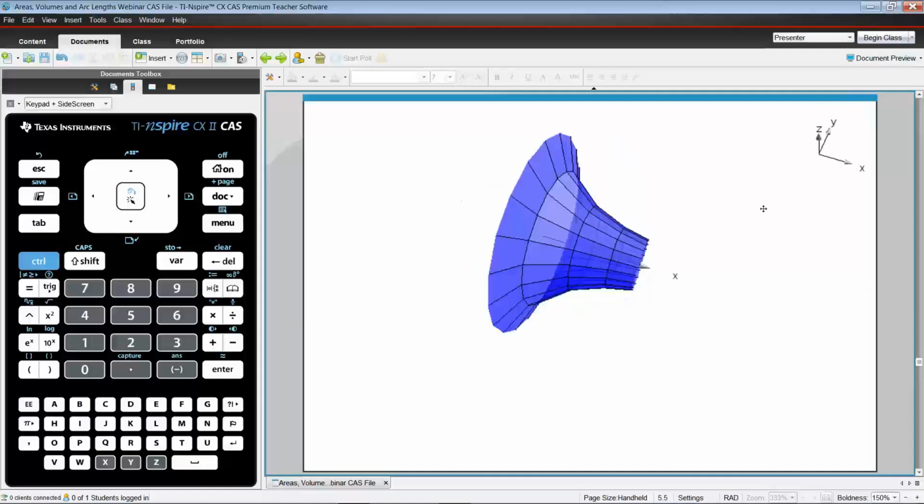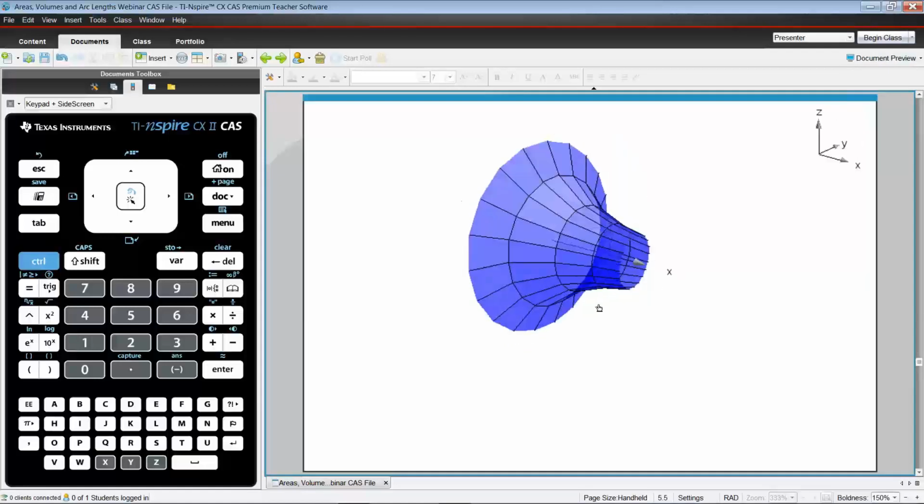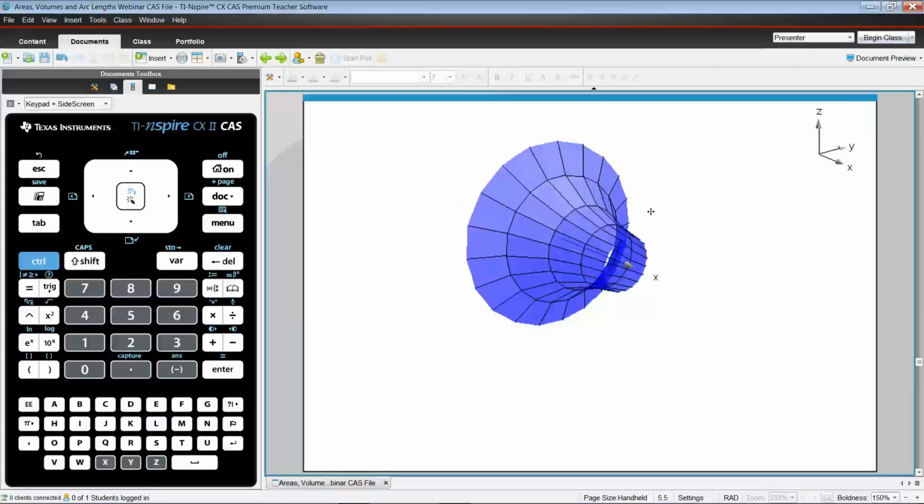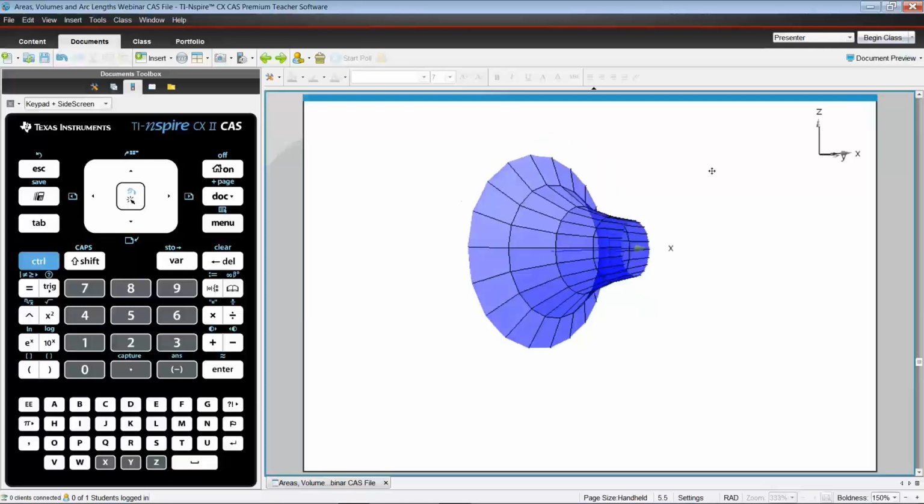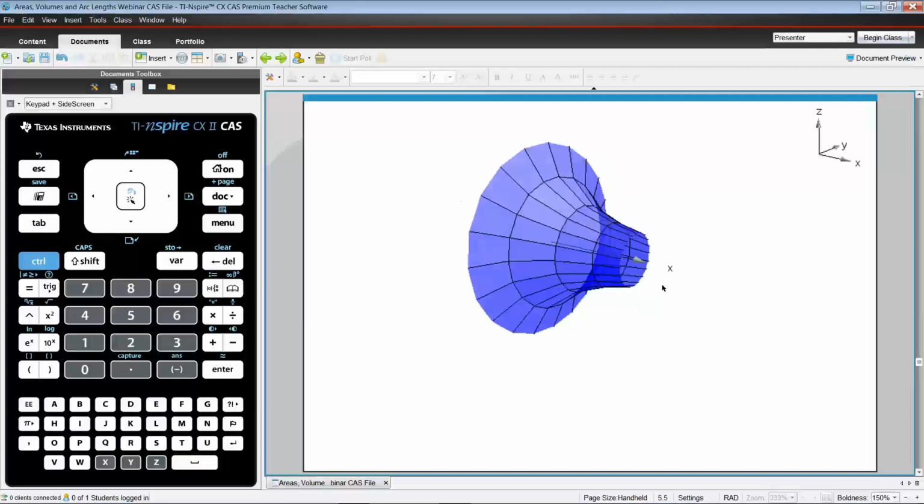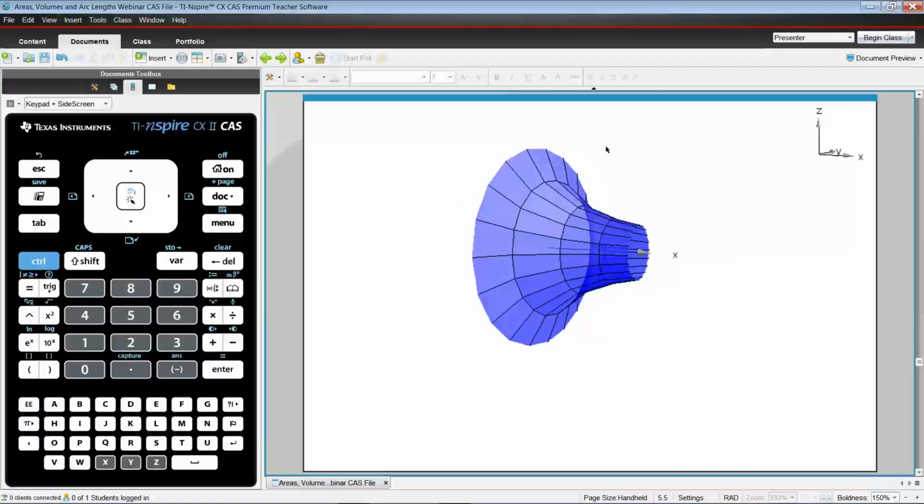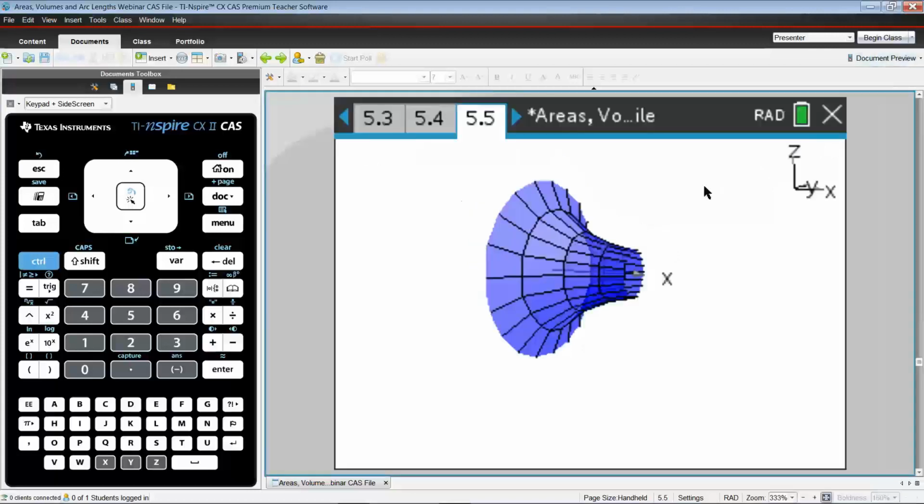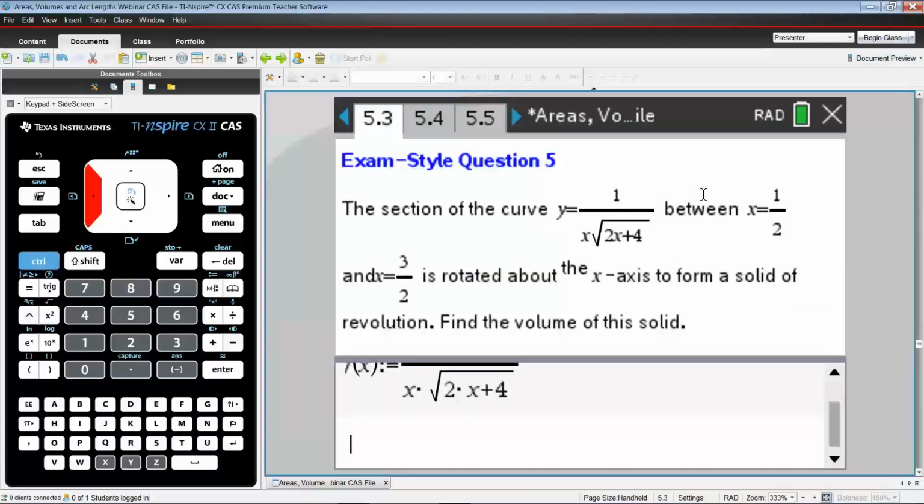This shape that you see in front of you is the solid after you revolve that region about the x-axis. As you can see, this is the x-axis, and this shape represents the solid that was formed by that rotation. Okay, so that's what it looks like. Now let's get into the maths of how this works out.